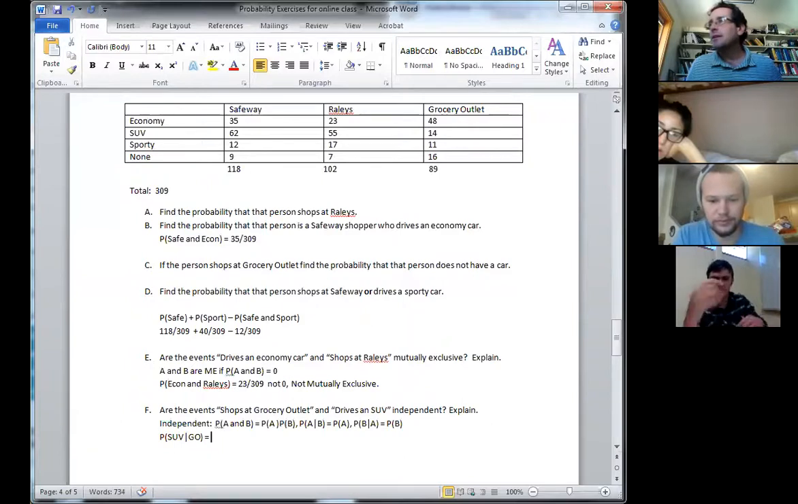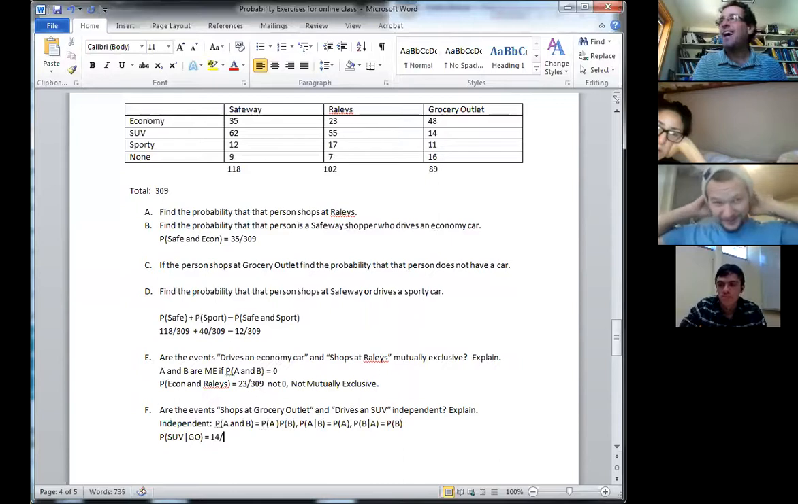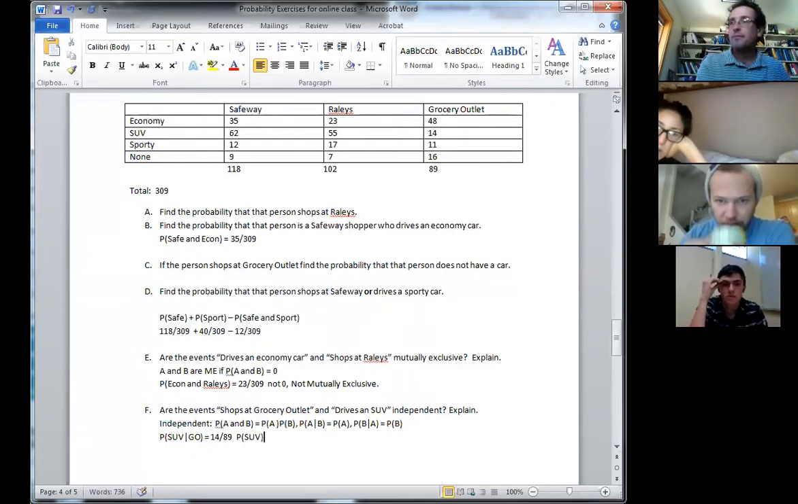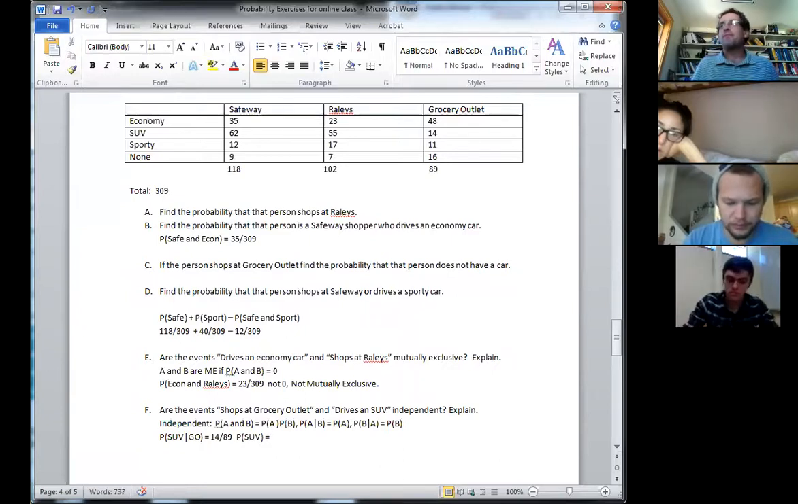I think you read economy instead of SUV. Yeah. There we go. Had a feeling, Kristen, you knew what it was. You just read the wrong one. Okay. So that's 14 out of 89. Again, any of you, if you don't understand, just because Christian got it doesn't mean you got it also or understood it. So please, ask me. Okay, what is the probability of just SUV? That's going to take a little arithmetic. It's not that bad, but what's that one? Yeah, 131 over 309.